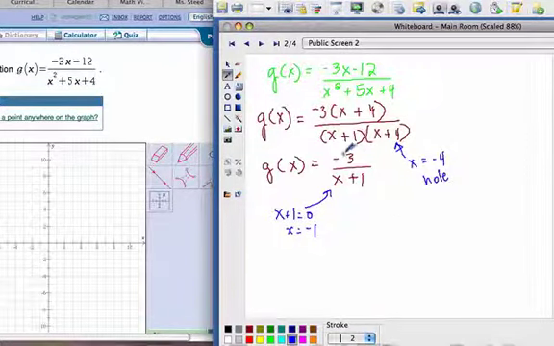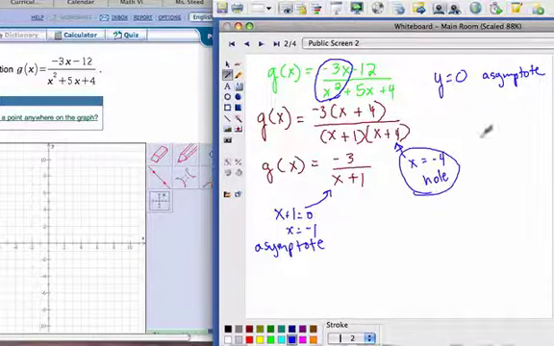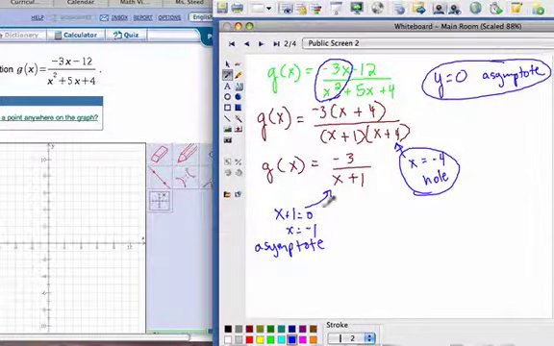Okay, and then we need to consider our horizontal asymptote, and we see here that the highest power of the numerator and the highest power of the denominator are not the same powers. When that happens, then y equals 0 is your other asymptote. Okay, so I've got to consider these things for my asymptotes.